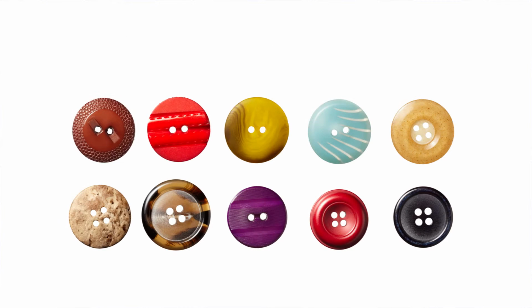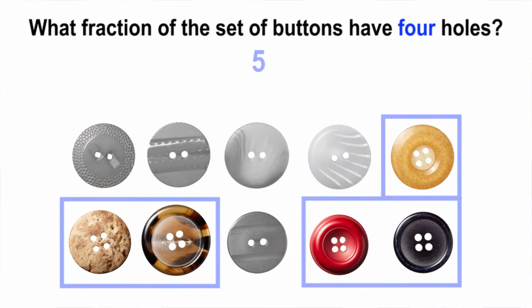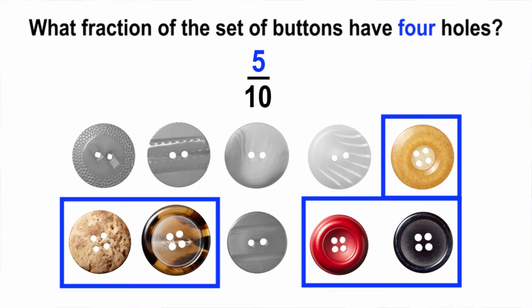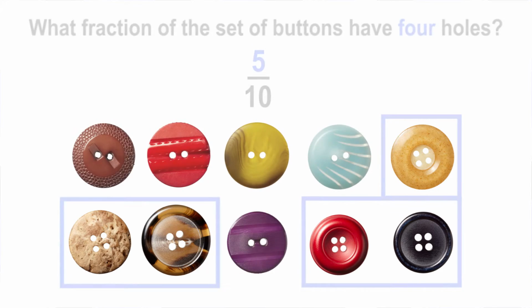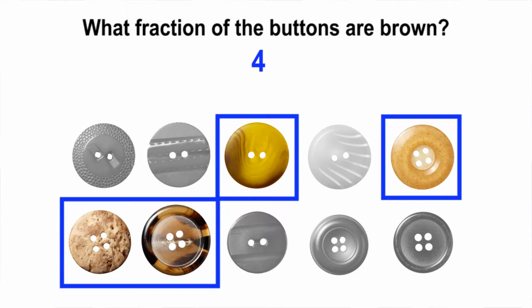For example, look at these buttons. What fraction of the set of buttons have 4 holes? It looks like 5 buttons have 4 holes, and there are 10 buttons in the entire set, so the fraction of 4-hole buttons is 5/10. What fraction of the buttons are brown? It looks like 4 buttons are brown, so 4/10 of the buttons are brown.